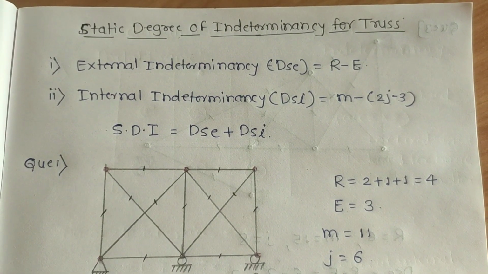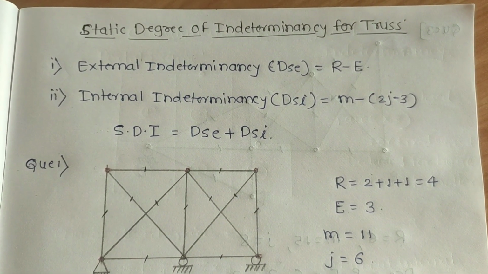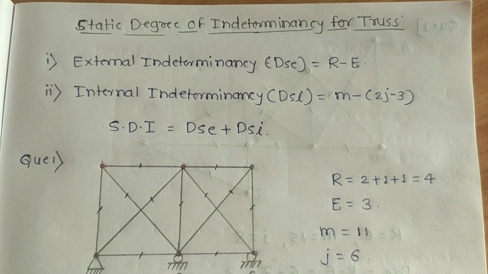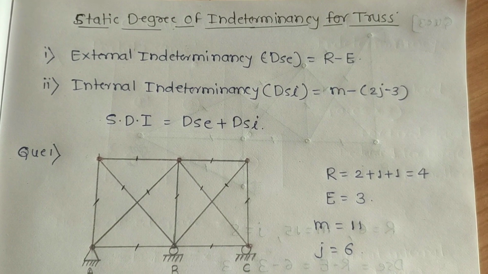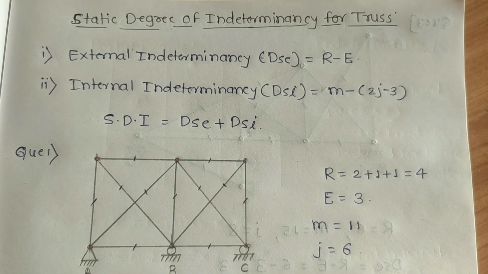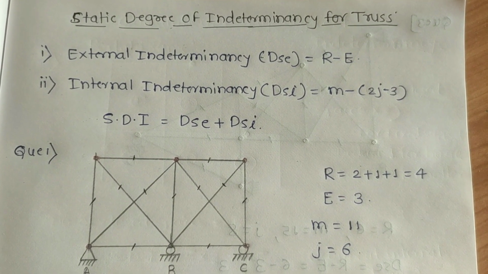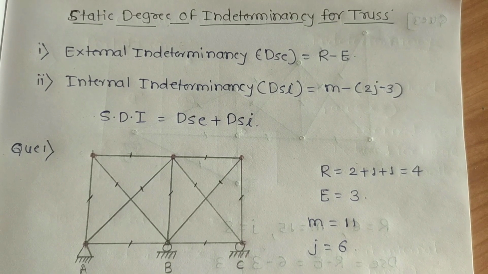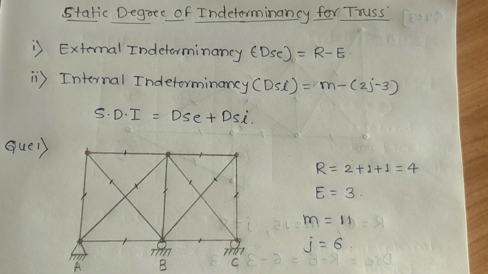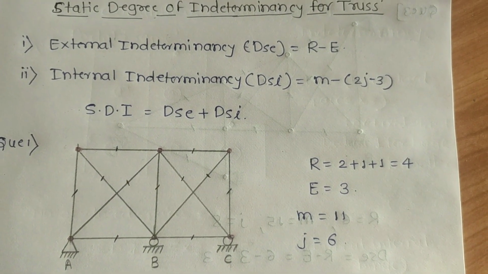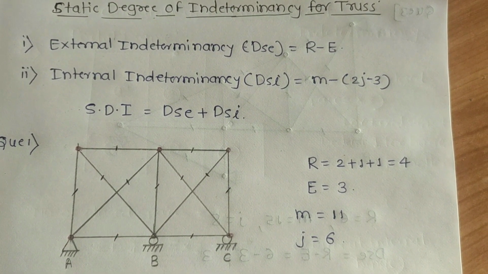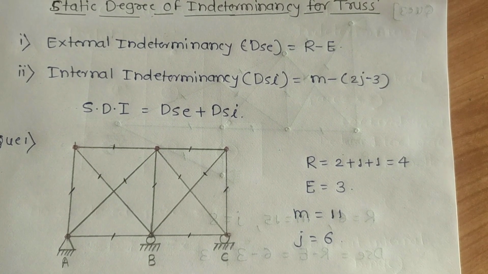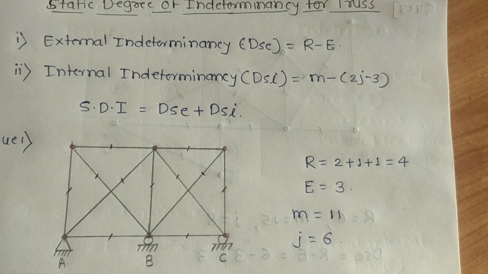Hi friends, in the last lecture we discussed the calculation of static degree of indeterminacy for portal frames. In this lecture we will discuss how to calculate the SDI for trusses. While calculating the SDI for a truss, you have to calculate the external indeterminacy as well as the internal indeterminacy.